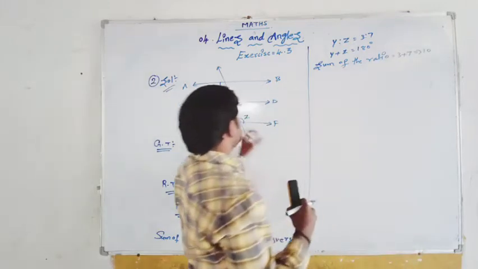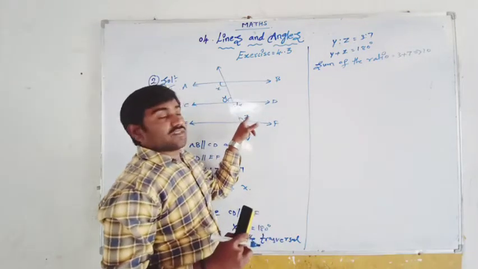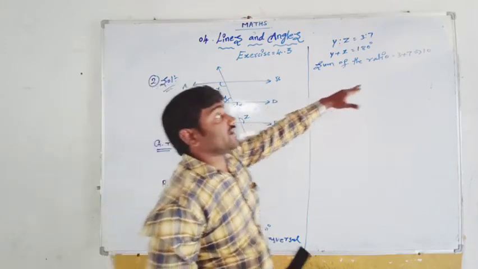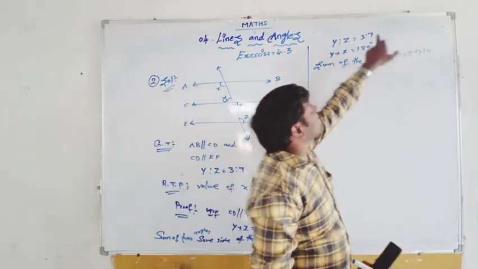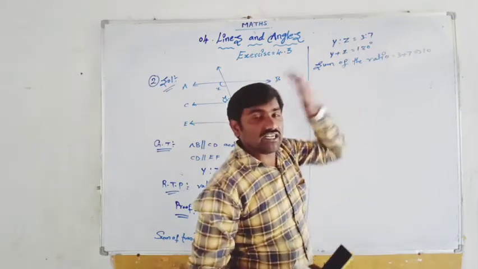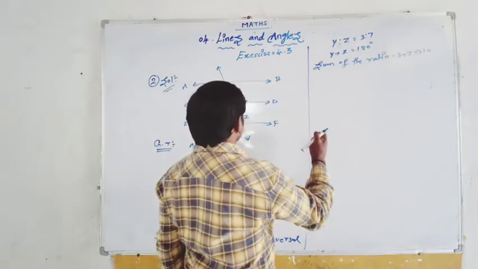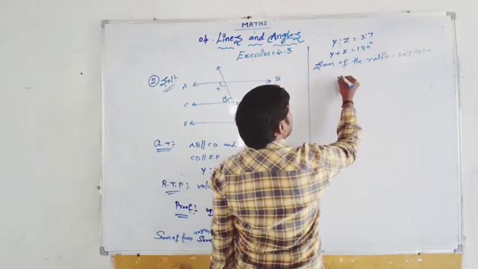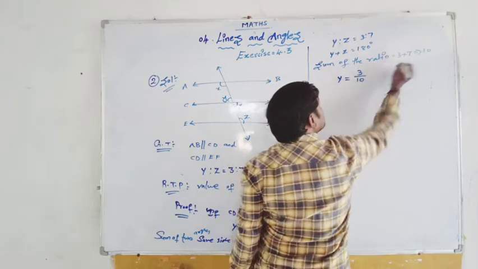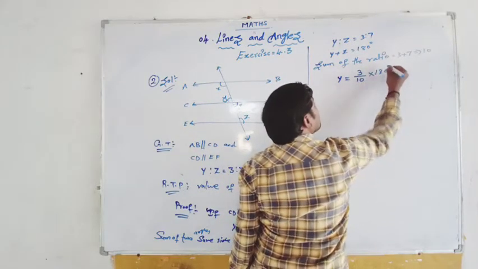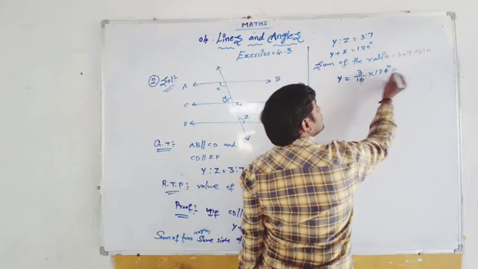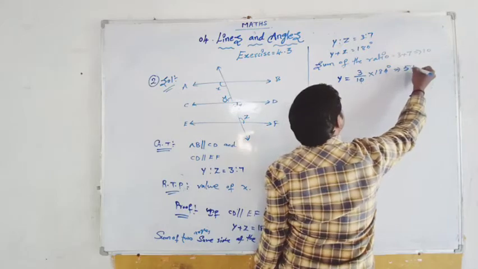That means angle Y and angle Z, the sum of these two is 180 degrees. So this 180 degrees is divided into 10 parts. 3 parts are given to angle Y, 7 parts are given to angle Z. Let us find out angle Y. Y is the given ratio by the sum of the ratio into the total angle, 180 degrees. So the 10 gets cancelled, 3 into 18, that is 54 degrees.